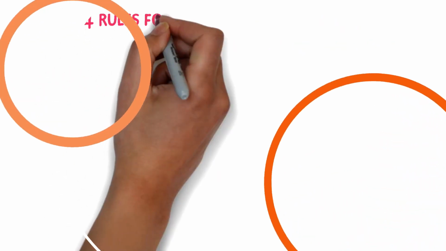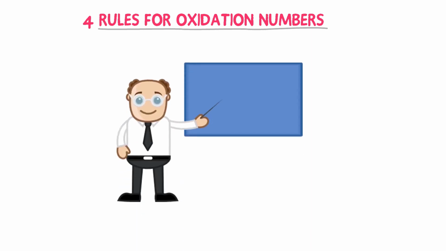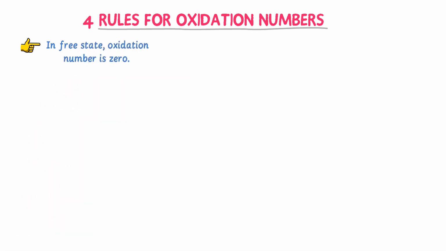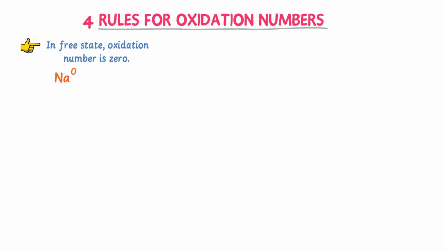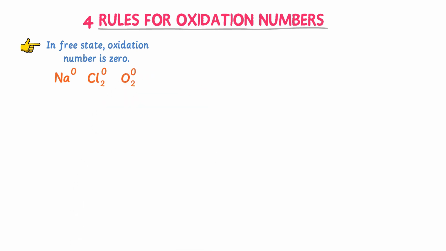Now I will teach you only 4 simple rules for oxidation state or oxidation number, and I am not going to teach you 10 or 20 boring rules which you often study in your school or college chemistry course. The first rule is that in free state, oxidation number is 0. For example, the oxidation number of sodium in free state is 0, that of chlorine molecule is 0, that of oxygen molecule is 0, and that of hydrogen molecule is also 0.